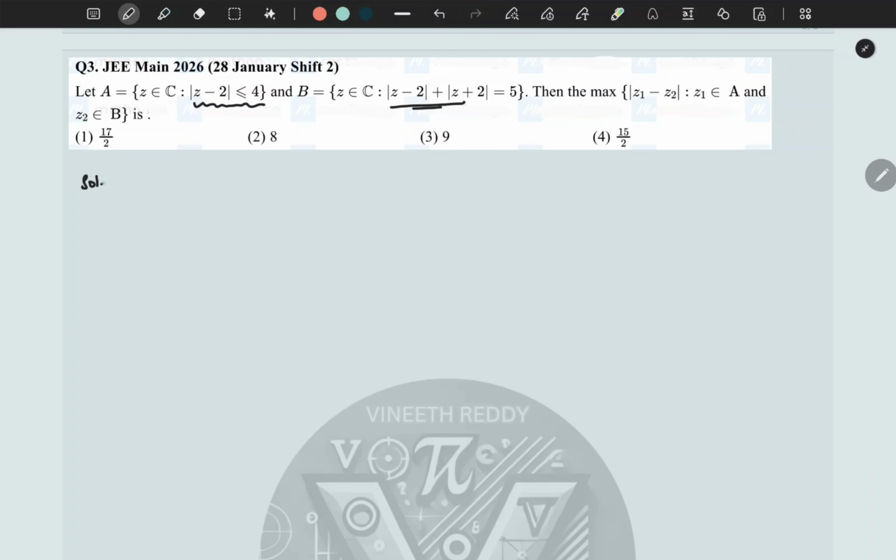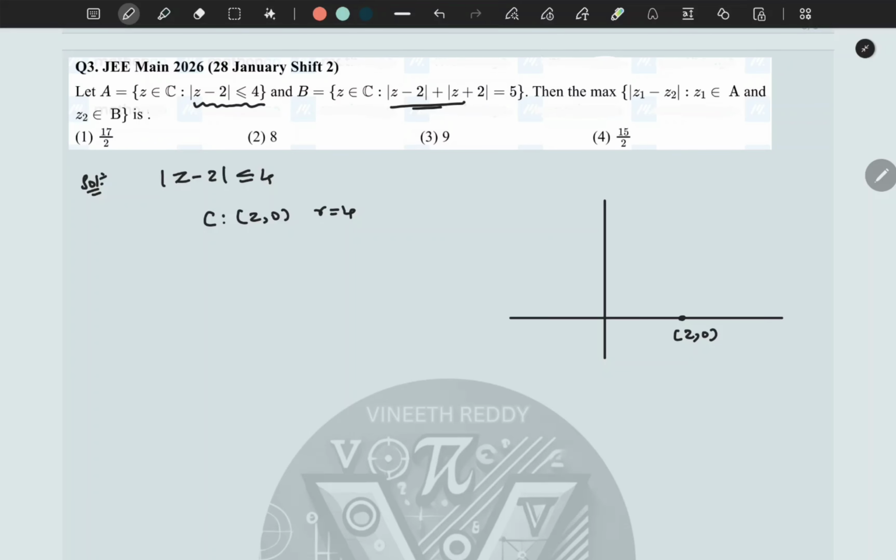Now dear students, if you have understood the first question and the second question, then definitely this question will be very simple. Mod of z minus 2 is less than or equals to 4. That means this is a circle with center 2 comma 0 and radius 4. Let us try plotting it. So 2 comma 0 is somewhere here. One end of the diameter, circle will be something like this. One end of the diameter will be 2 plus 4, that is 6 comma 0. The other end will be 2 minus 4, that is minus 2 comma 0.